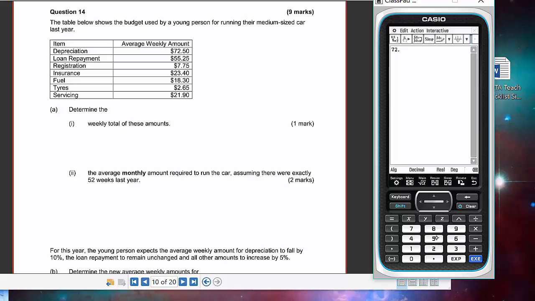So that's 72.50 added to 55.25 added to 7.75, add that to 23.40, add that to 18.30, add that to $2.65, and finally 21.90, and that gives us $201.75.